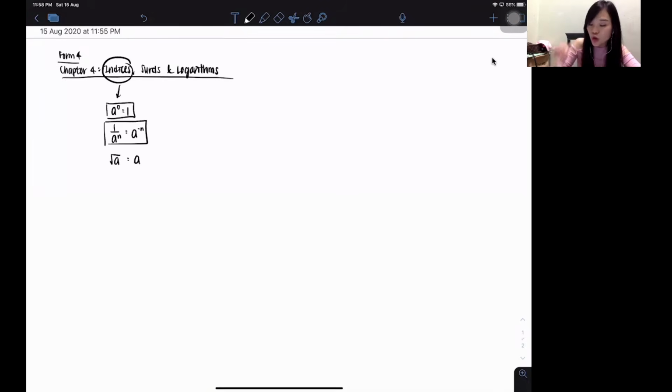1 over 2. Cube root, 1 over 3. Nth root, 1 over n. These are all basic, yeah? (a^n)^m. If I open the bracket, the n and m will be what relation? I hope you will tell me times.